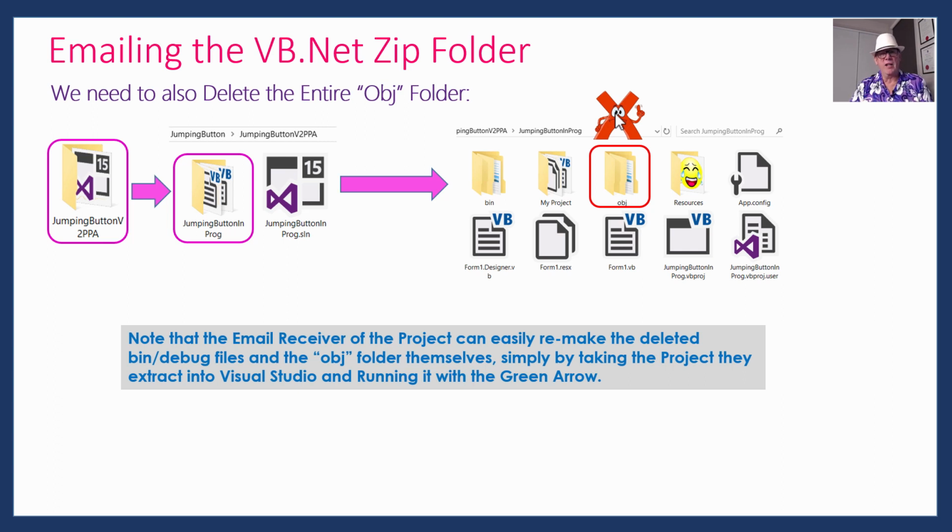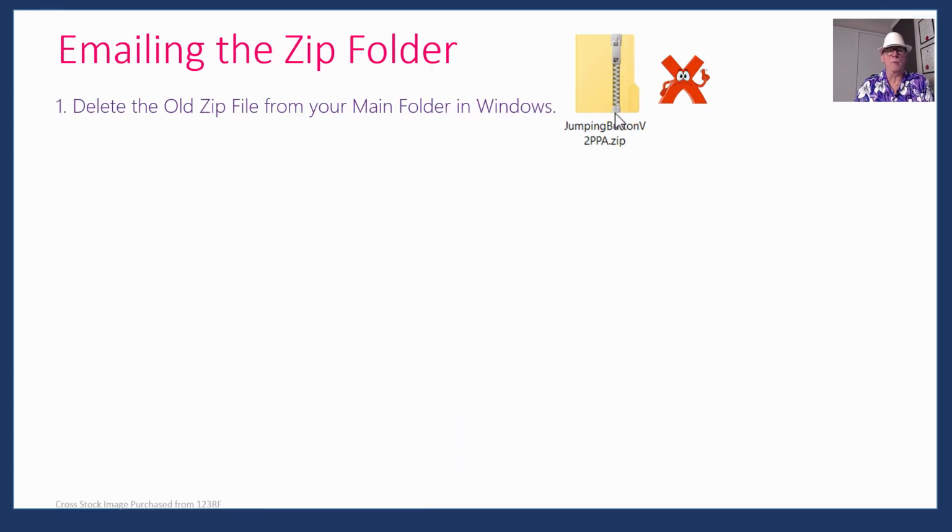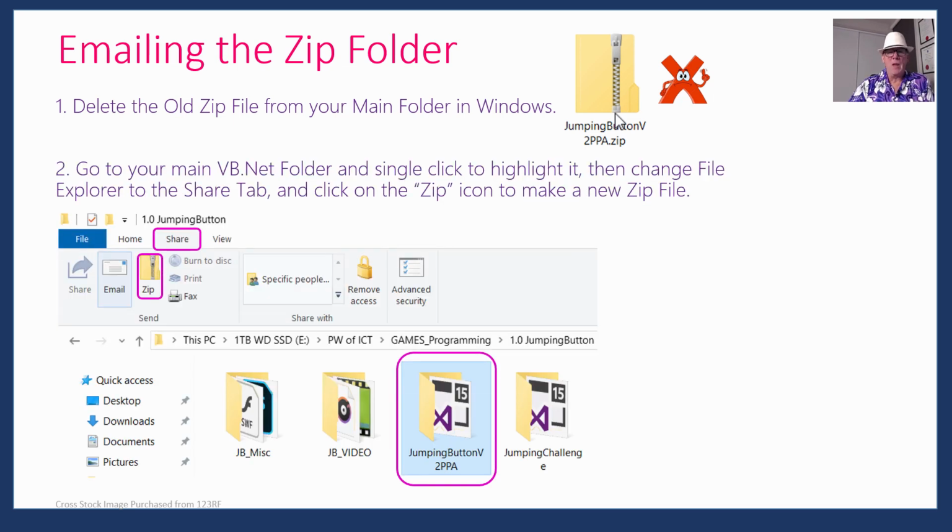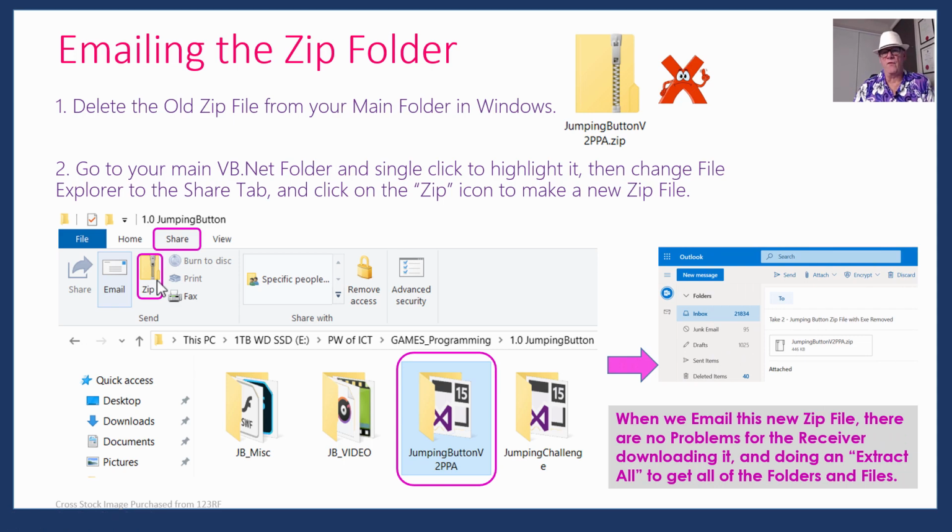And remember, when the person gets it and unzips it, extracts it, takes it into Visual Studio, they can just click the green arrow to run the program once, and they'll get all of those files back again, and the OBJ folder, and that'll all be good. So remember that old zip folder which didn't work, make sure you've deleted that. And we need to go to this new one where we've cleaned it up and got rid of the OBJ file and the 4 files out of the bin debug. And now we can share and zip that one up and make a zip file.